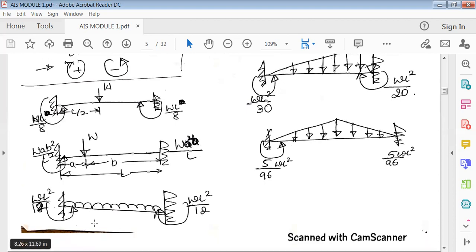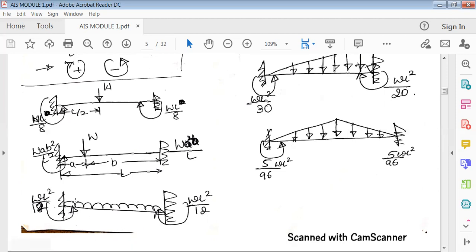Okay, now this is the next type. It is again a beam fixed on both sides, and there is a UDL acting throughout. So that is w. There is a lot of difference between capital W and small w. You can see here I have written small w. Capital W indicates point load. Small w indicates UDL.